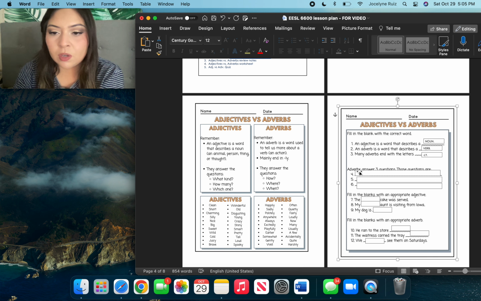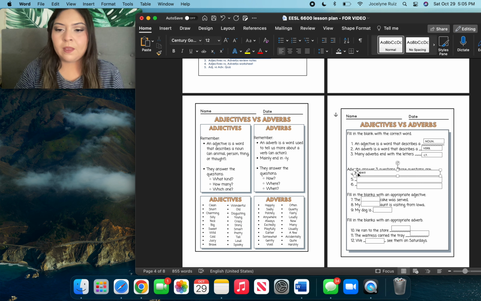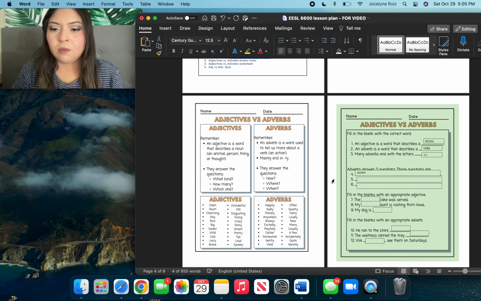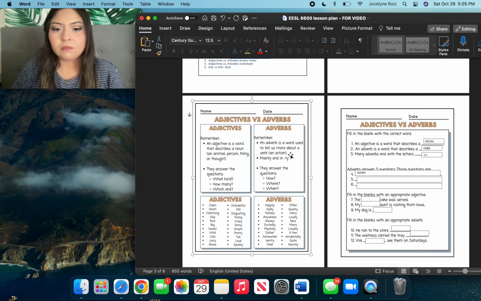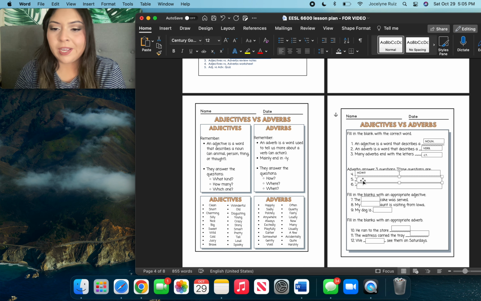So the first one, we're going to go ahead and put how. So right here, just go ahead and fill in your worksheets with the word how. Question mark. It's important that you put the question mark. For the second one, it says right here that they also answer where questions. So questions relating to a location. So where.